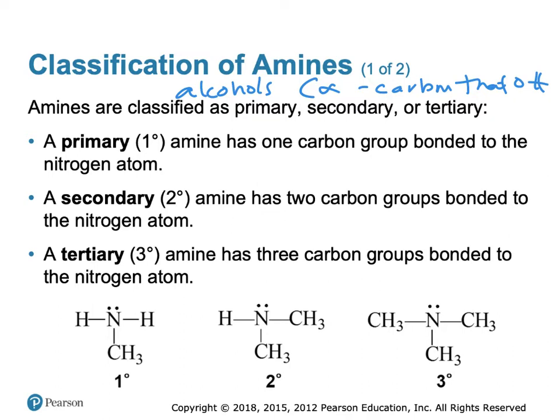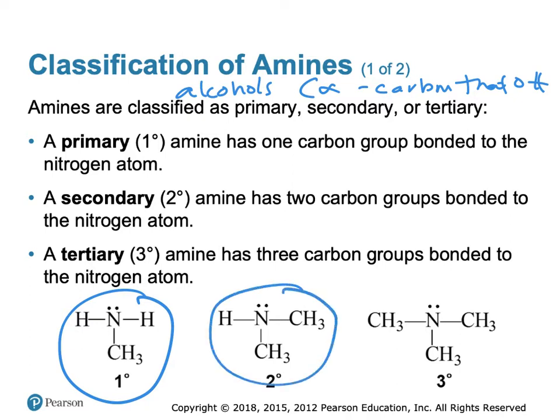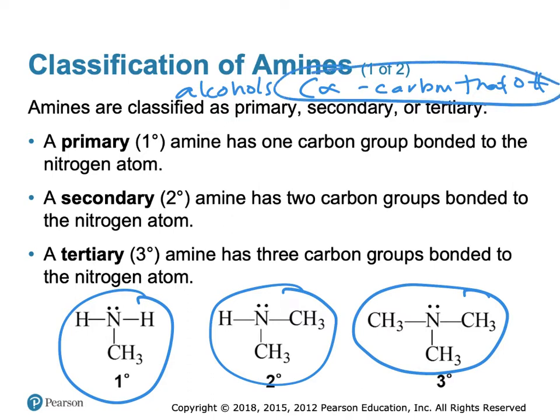A primary amine has 1 carbon group bonded to the nitrogen atom. A secondary amine has 2 carbon groups bonded to the nitrogen atom. And a tertiary amine has 3 carbon groups bonded to the nitrogen atom. So again, for alcohols, you look at C-alpha, which is the carbon that has the OH group, and you determine how many carbons are attached. For amines, we're going to look at the nitrogen itself to determine how many carbon groups are attached.